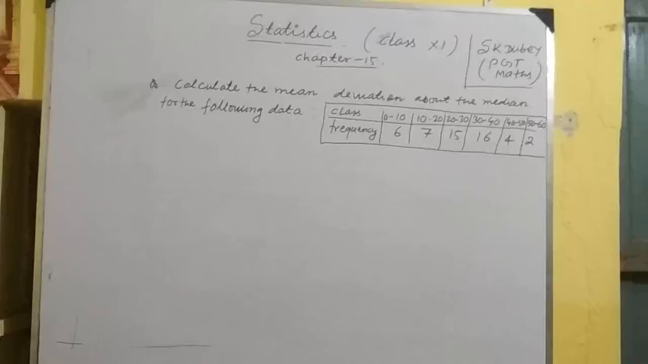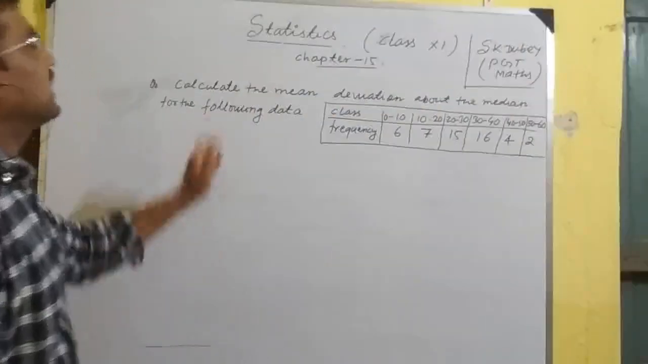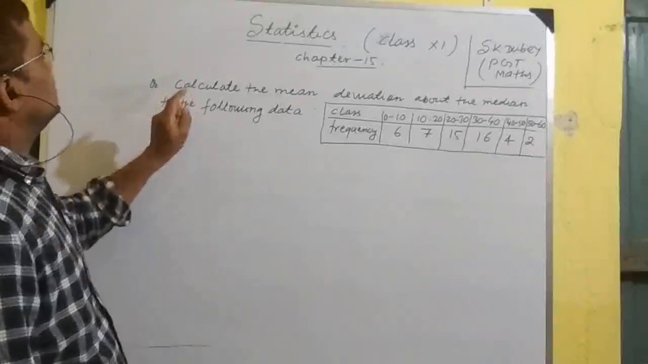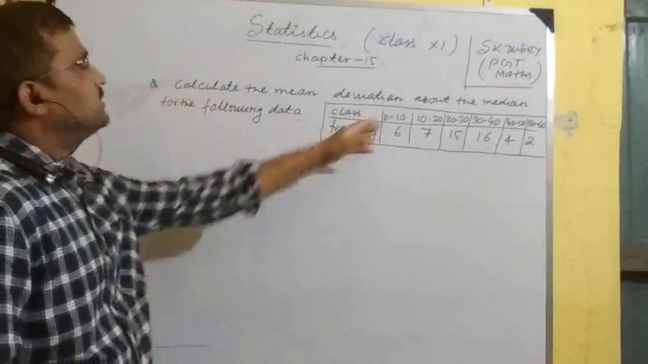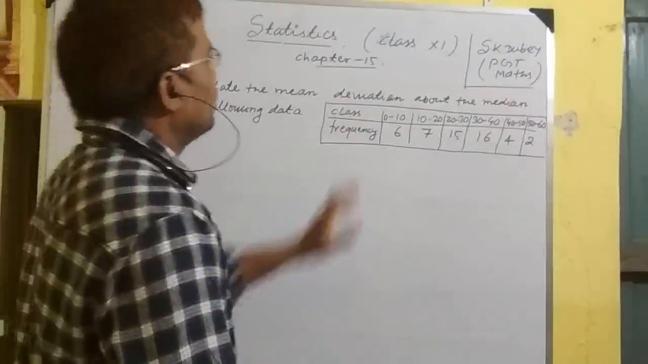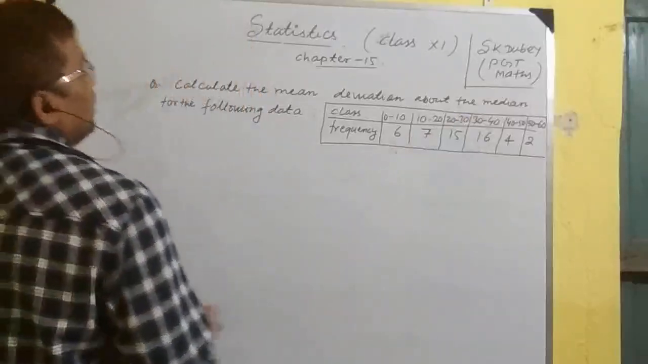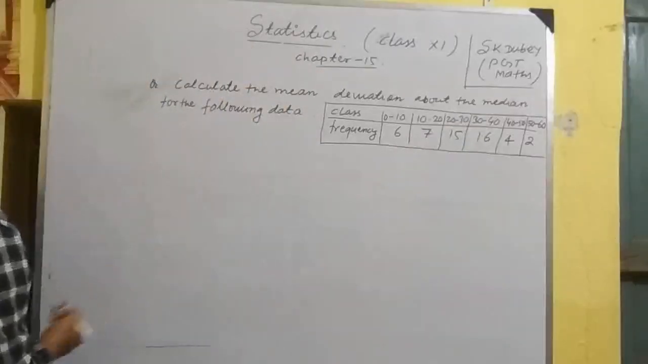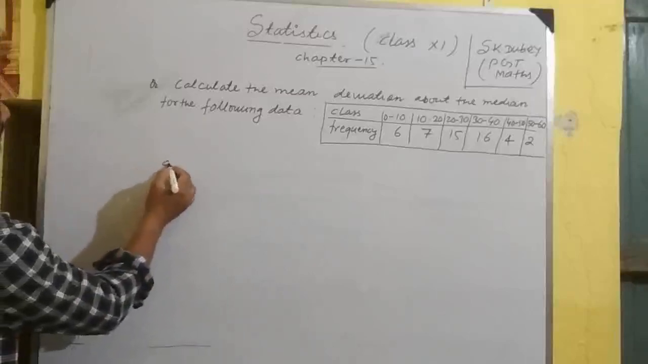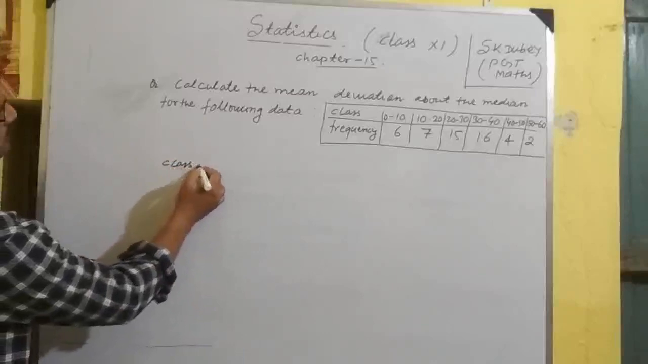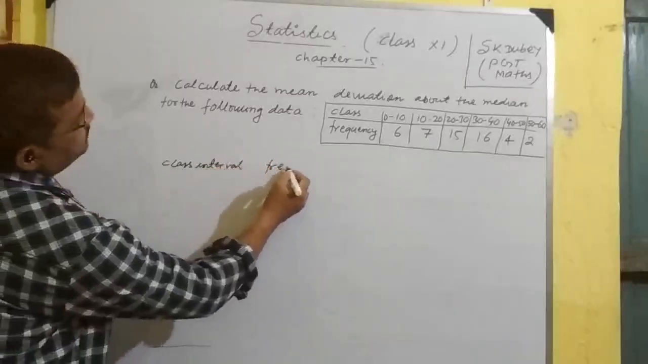Welcome students. Today I am going to solve another question: calculate the mean deviation about the median for the following data. This data is a grouped continuous frequency table. First of all, we will prepare a table. Here the class interval is given, class interval and frequency.